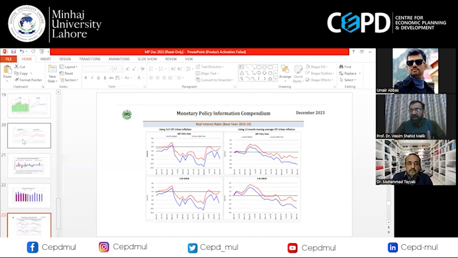So implicitly, the central bank targets the real interest rate. If you look at the real interest rate for different rates, the SBP policy rate or the 6-month KIBOR rate, and you adjust it with core inflation or headline inflation, for every measure of interest rate and for every measure of inflation rate, the real interest rate is currently negative.